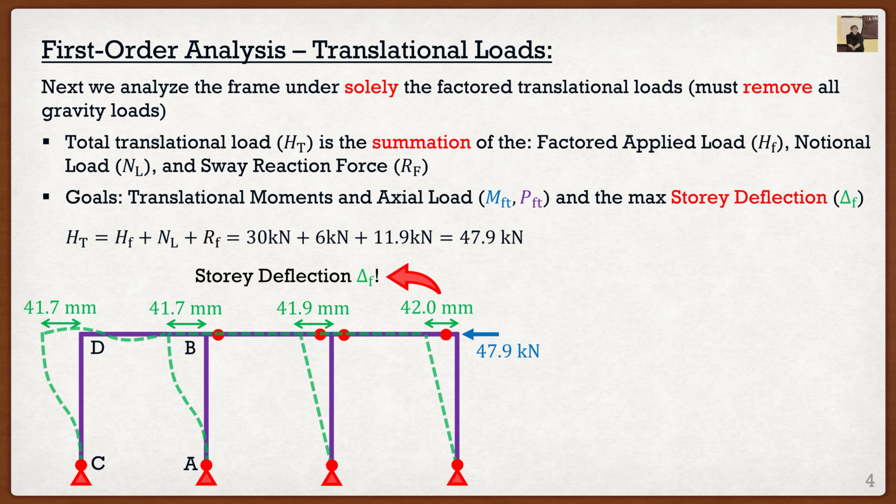Again, we are going to use this a lot when we start doing our U2 calculations. But remember, that's only just one of the goals. Another thing we have to write down, of course, is the moment and axial load under this translational analysis. So I'm going to draw a little picture of my member, and from the analysis, I find that the axial load is 35.9 kilonewtons.